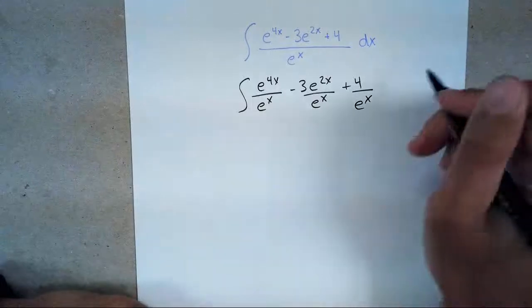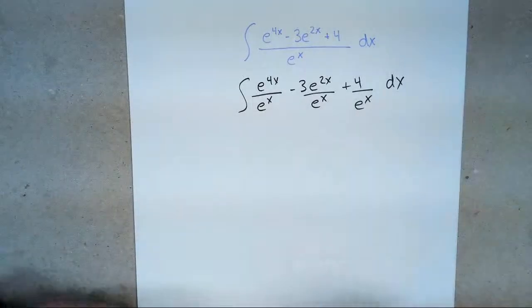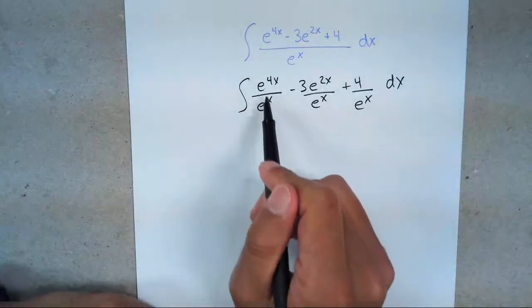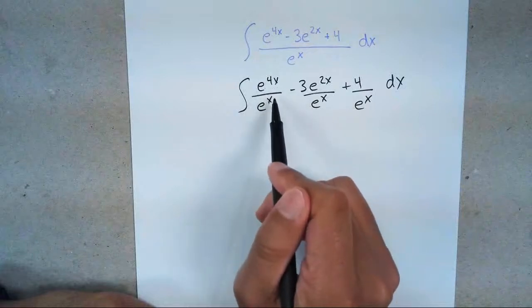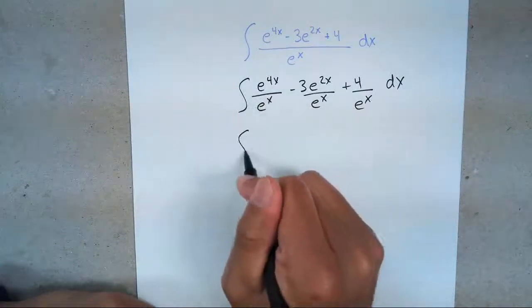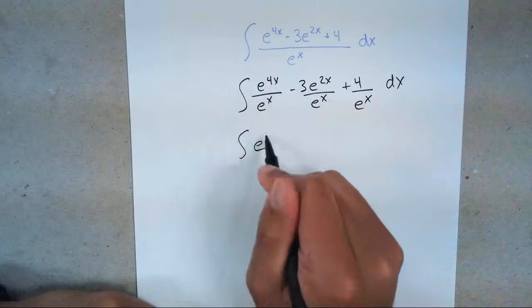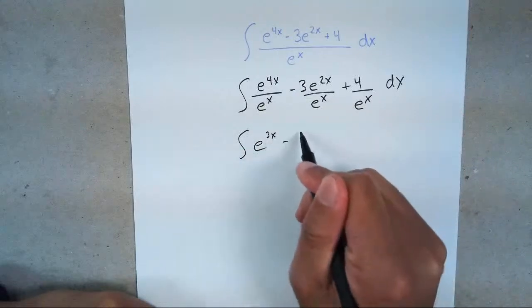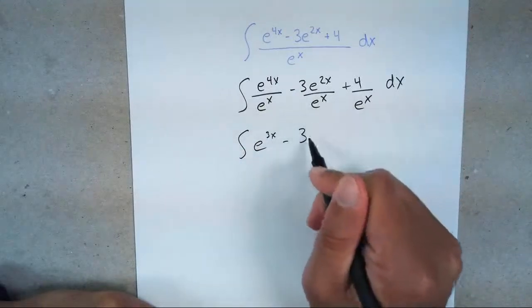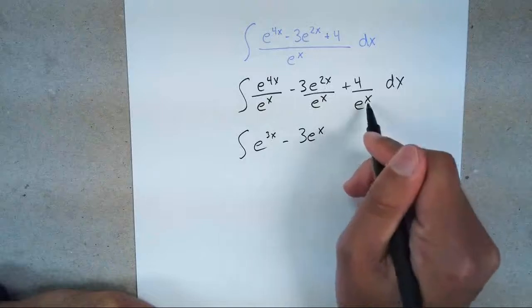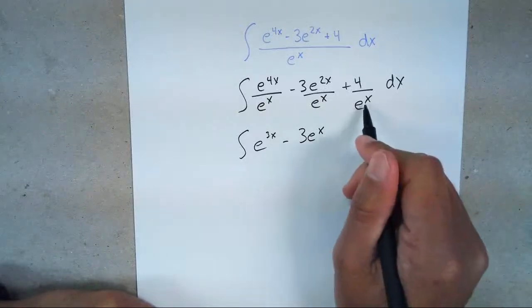Now the reason why I split it up is because anytime you have the same bases, what can you do with the exponents? You subtract them. So your next step is just subtract them. 4x minus x will give me 3x. 2x minus x will give me just x, and then this just leaves me with e to the x.